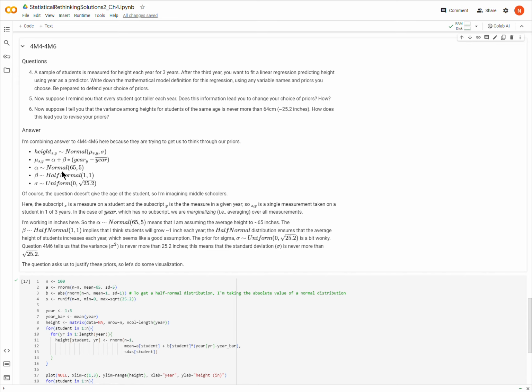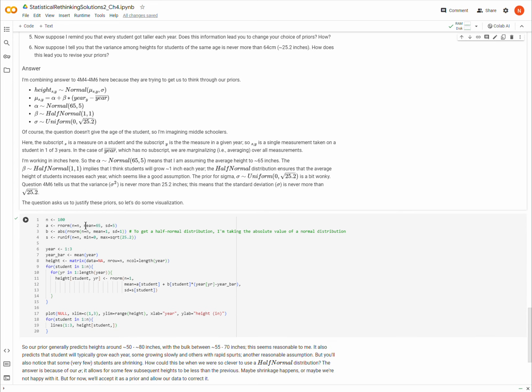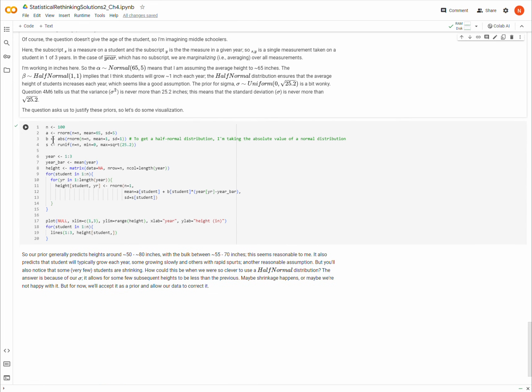We just have two prior distributions, but those somehow combine to give us a prior for mu as well as for height. And so we need to simulate what the model expects to see for height. Okay. So we're going to do that. So here's the code for it, and let's break down the code.